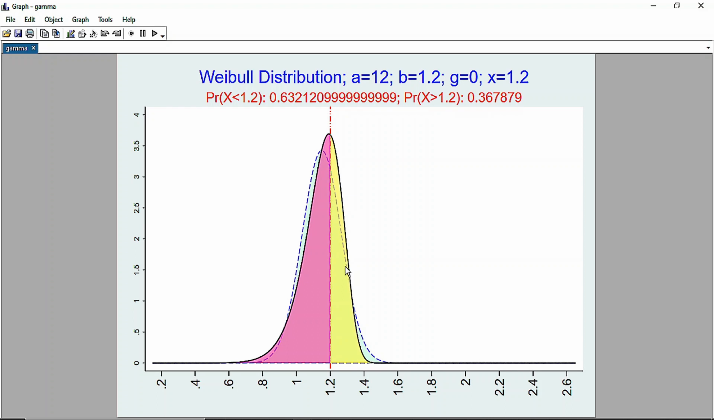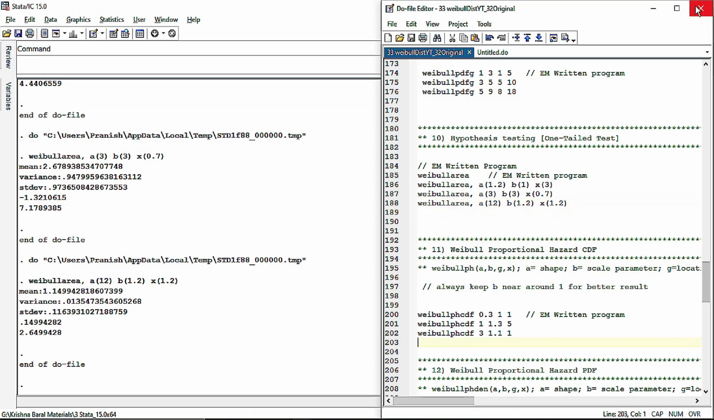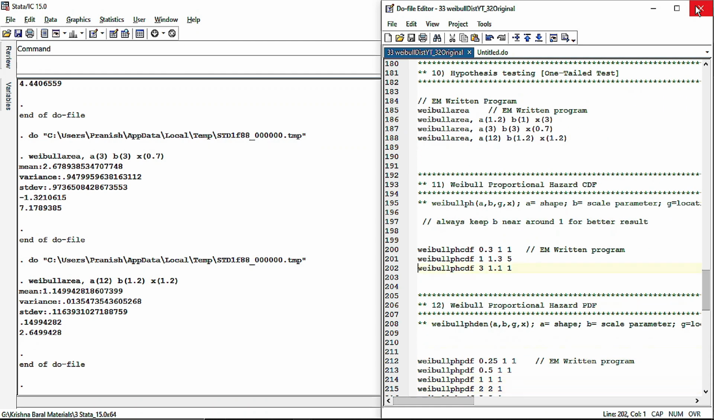And graphically it is very clear that the p-value for either of the cases is quite greater than our significance level of either 5% or 1%. So in this case we fail to reject the null and we conclude that the value of x is in fact 1.2. Now let us see the CDF and PDF of the Weibull proportional hazard distribution.